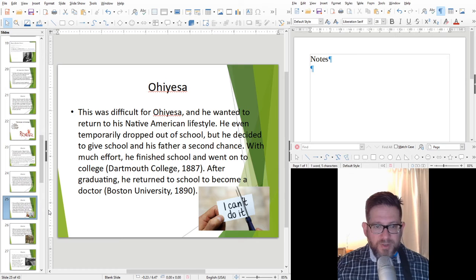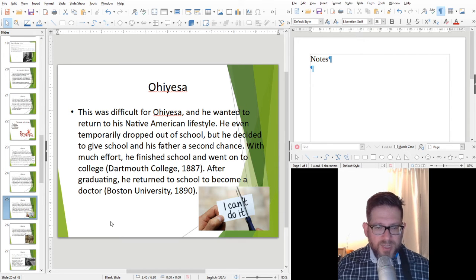These are very, very difficult years for Ohiyesa, and many times he wants to give up. It's really hard for him after always living outside, being able to move around, to have to sit in a chair and stare at a board and listen to someone talk to him. It was really hard. He fled multiple times, he quit many times, and each time his father came to him and convinced him to try again. So that's what he does, and over time it gets easier.